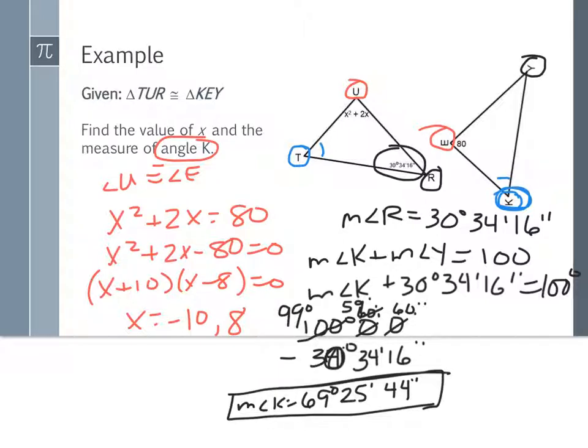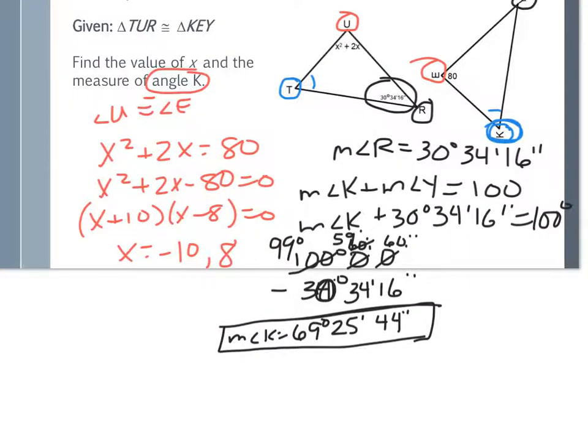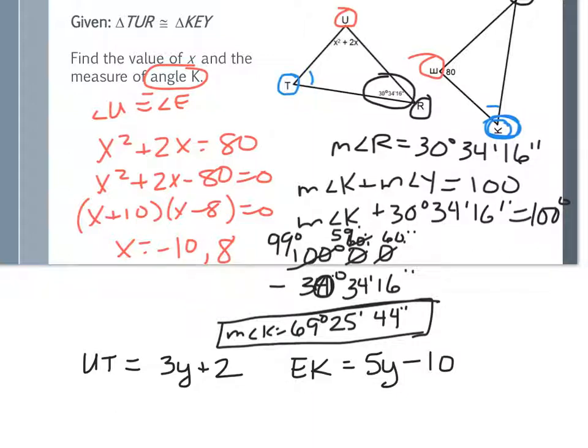I could actually extend this problem even a little further. Let's say I tell you that the measure of UT is 3y plus 2, and I tell you further that EK, again naming them in corresponding parts, is, let's say, 5y minus 10. And then my question is, what's the value of y?